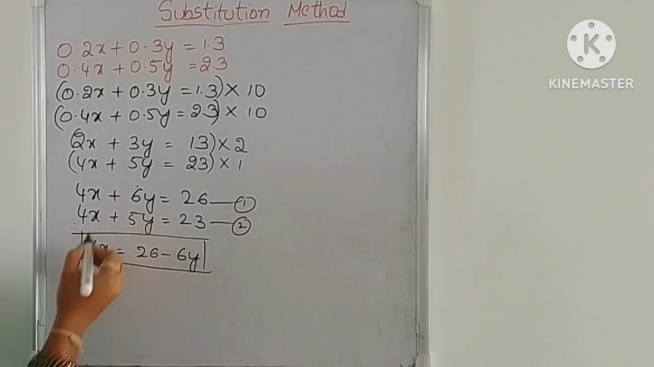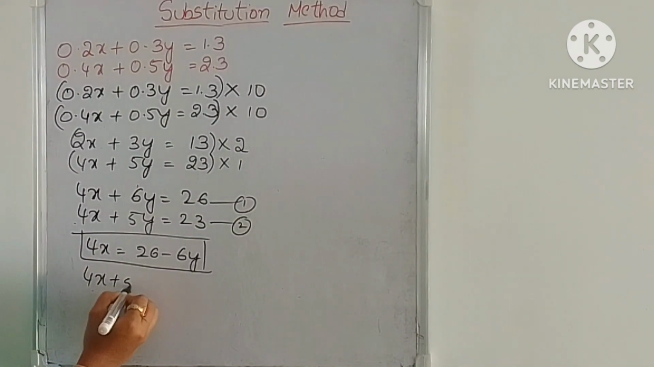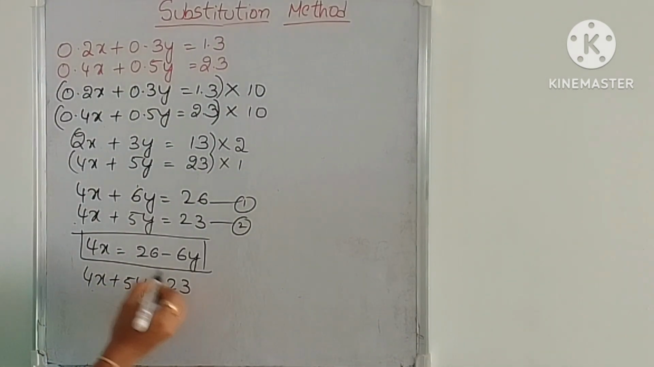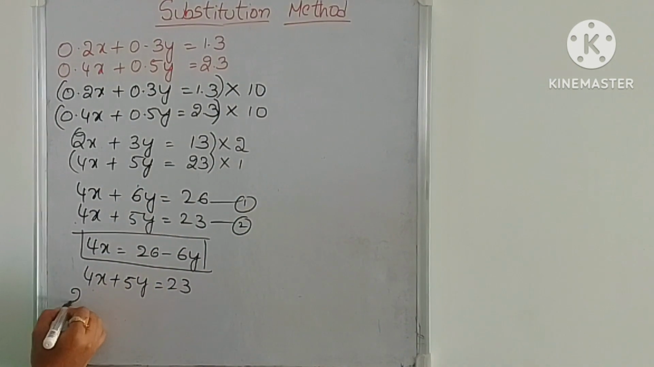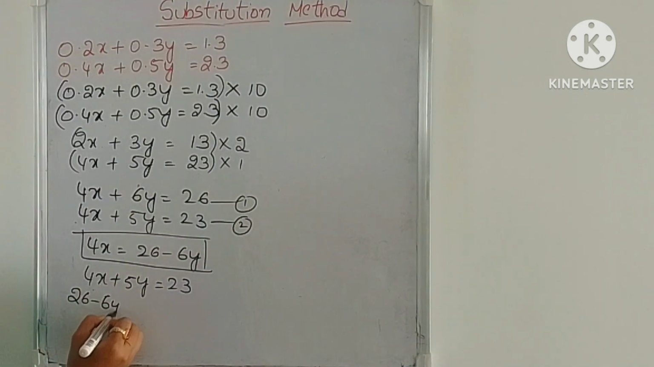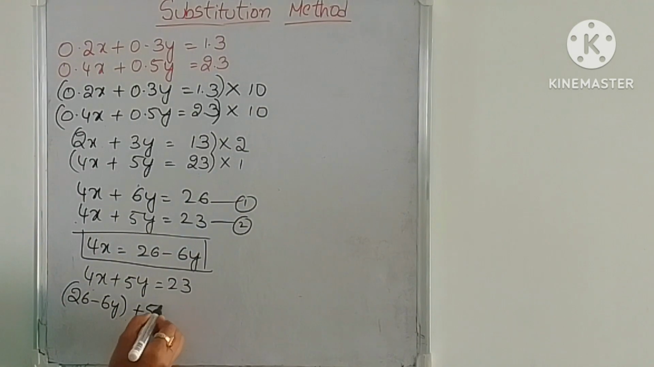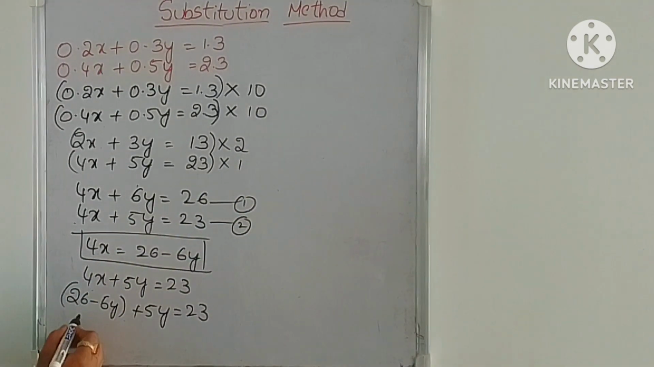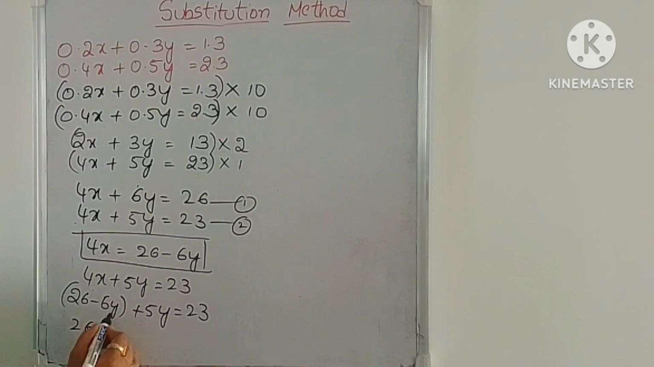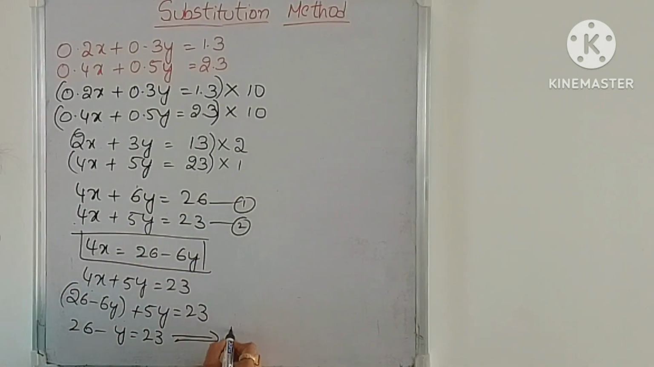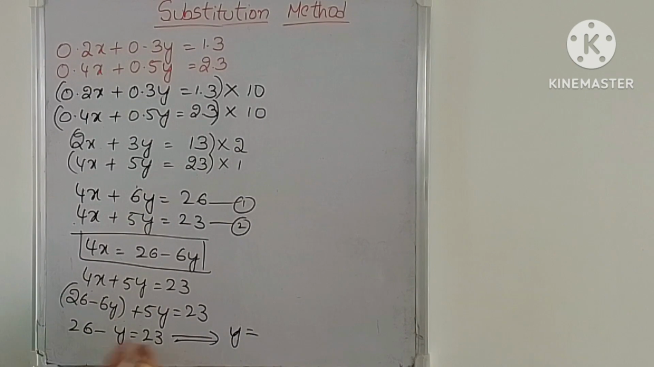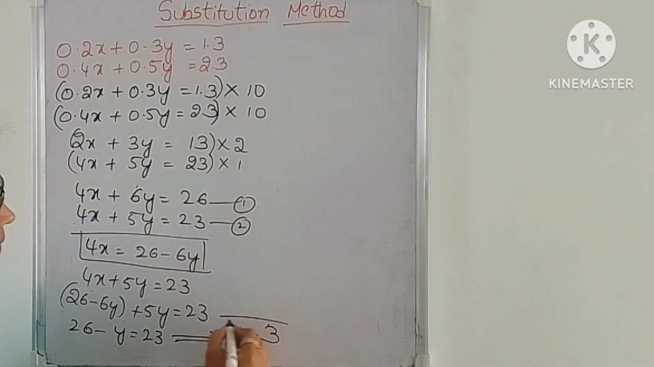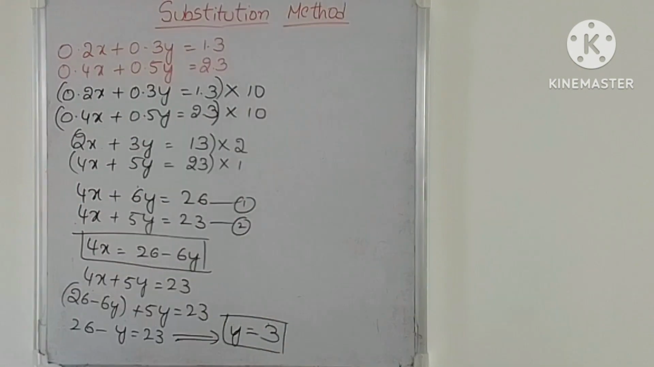So 4x means how much? 4x plus 5y is equal to 23. Substitute this 4x in this equation: 26 minus 6y plus 5y is equal to 23. This one, 26 minus 6y plus 5y, how much will it become? 26 minus y is equal to 23. So we have got y is equal to 3.